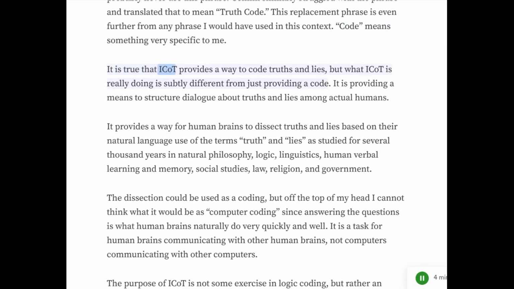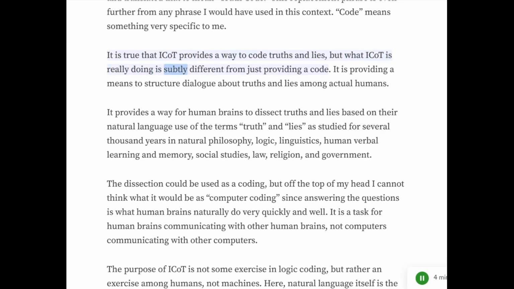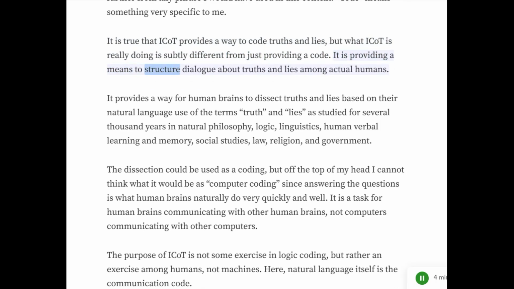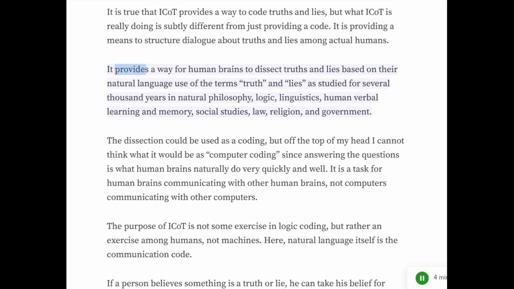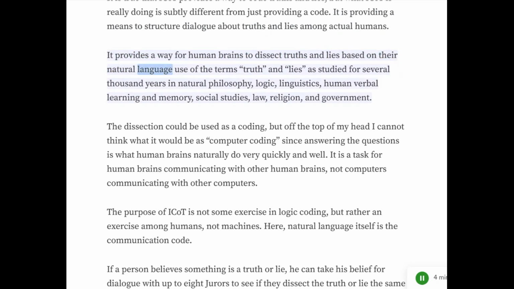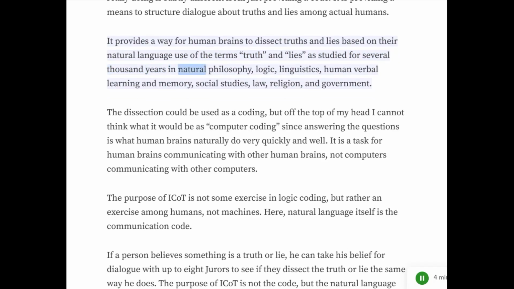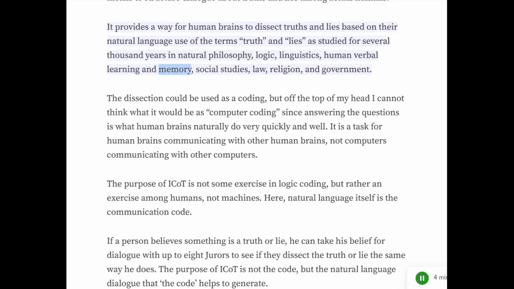It is true that ICoT provides a way to code truths and lies, but what ICoT is really doing is subtly different from just providing a code. It is providing a means to structure dialogue about truths and lies among actual humans. It provides a way for human brains to dissect truths and lies based on their natural language use of the terms truth and lies as studied for several thousand years in natural philosophy, logic, linguistics, human verbal learning and memory, social studies, law, religion, and government.